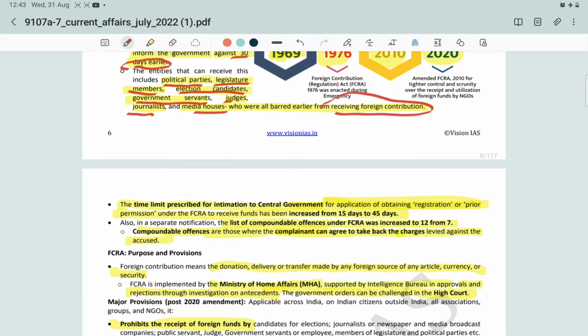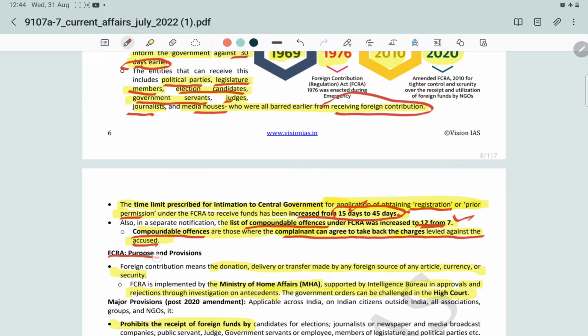The time limit prescribed for intimation to the central government for applications for obtaining registration or prior permission under FCRA to receive funds has been increased from 15 days to 45 days. Earlier it was only 15 days, now it is 45 days. Also, in a separate notification, the list of compoundable offences under FCRA was increased to 12 from 7. It was earlier 7, now it was increased to 12. What is a compoundable offence? Where the complainant can agree to take back the charges levied against the accused. That is called a compoundable offence.